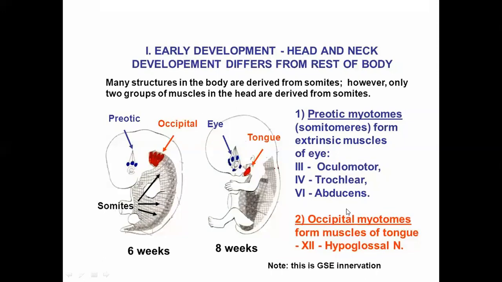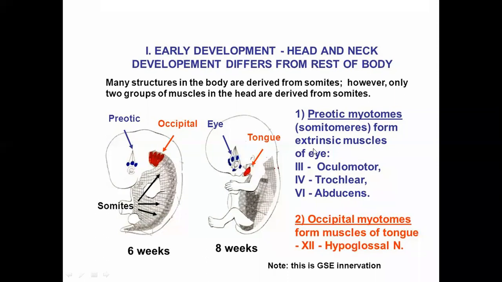Now, the pre-otic myotome is supplied by a group of cranial nerves, as you can see here: oculomotor, trochlear, abducens. Since the pre-otic myotome gives rise to the extrinsic muscles of the eye, those muscles are supplied by the oculomotor, trochlear, and abducens nerves. Similarly, the occipital myotome is usually supplied by the hypoglossal nerve. It gives rise to the muscles of the tongue region, so all the muscles of the tongue are supplied by the hypoglossal nerve.